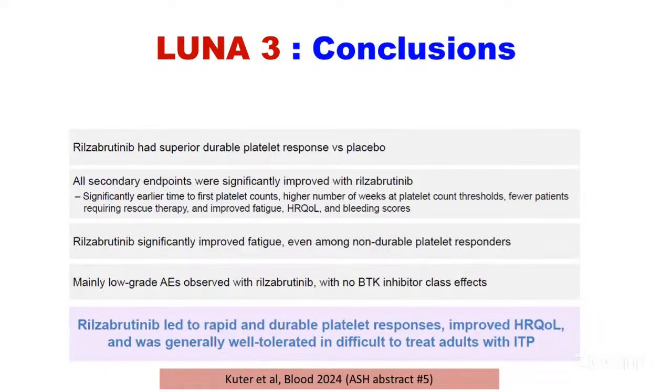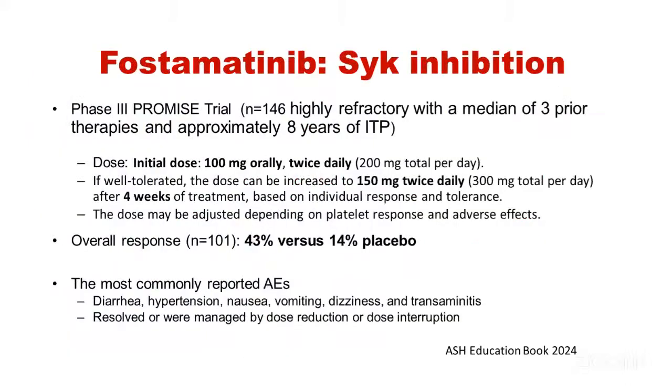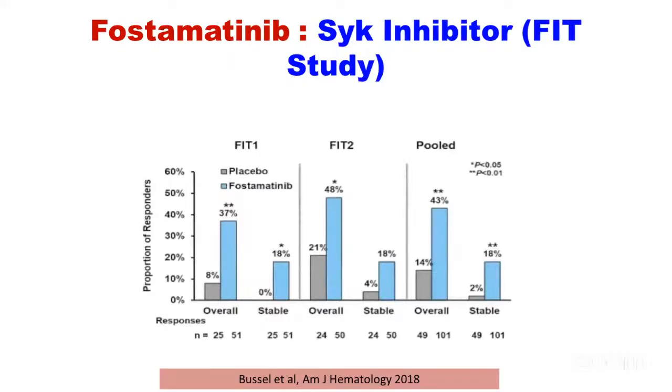So to conclude, rilzabrutinib gives a rapid and durable platelet response, improves the quality of life, and is generally well tolerated in difficult-to-treat patients with ITP. Another drug is fostamatinib, and it is also a very important drug, which is a SYK inhibitor. It causes a response, and highly refractory patients respond to this drug, as shown in the PROMISE trial. This SYK inhibitor is in the FIT study, FIT1 and FIT2, published in 2018.